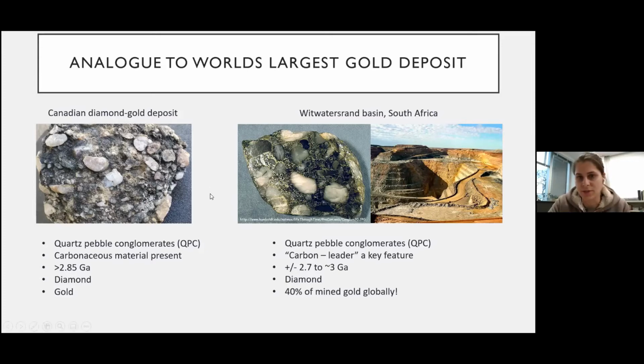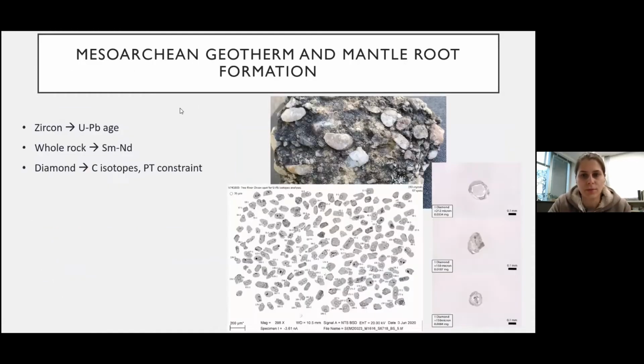This is very similar to the Witwatersrand basin in South Africa, which contains one of the largest mined gold deposits globally. About 40% of the mined gold every year comes from this basin. Again, this deposit contains a quartz pebble conglomerate, contains carbon, has about the same age, and they've also recovered diamonds from this deposit.